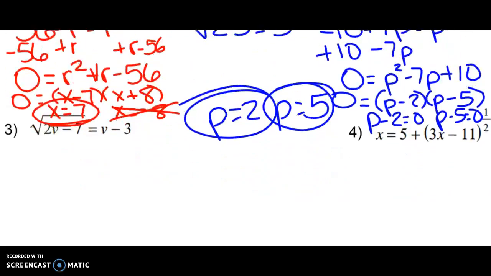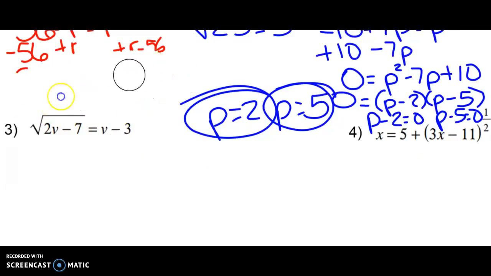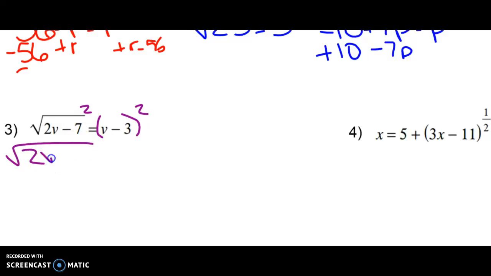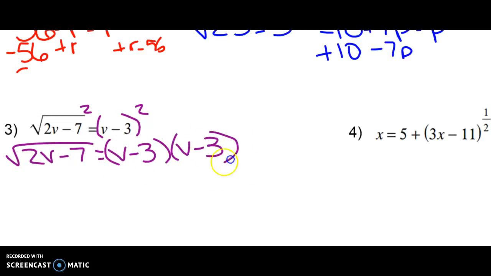All right, let's go on and look at number 3 and 4. I'm going to have to erase these. All right, let's check these real quick. Now, these get a little harder. So I'm going to square both sides. You've got to square the whole thing. This becomes 2v minus 7 equals, now this is v minus 3 times v minus 3. Because remember, v minus 3 squared is v minus 3 times v minus 3. It is not v squared minus 9.